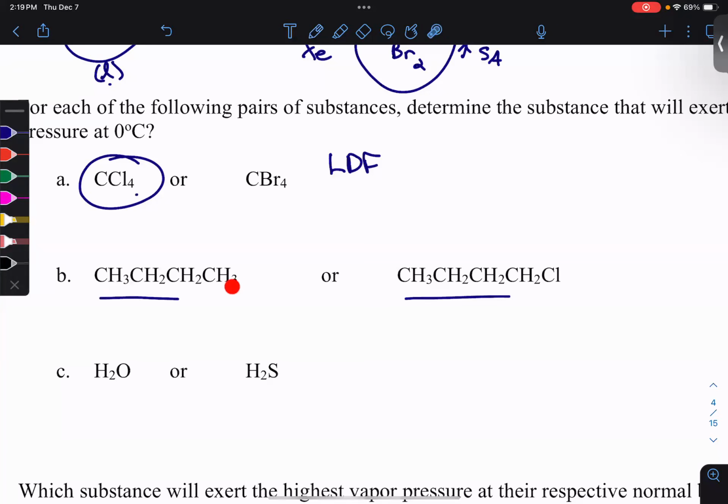This carbon chain or a carbon chain with a chlorine tacked on at the end? Just the carbon chain, because this is a non-polar compound versus this compound is polar. All right. Because there's that chlorine there. That chlorine disrupts the symmetry. Okay. All the shapes.